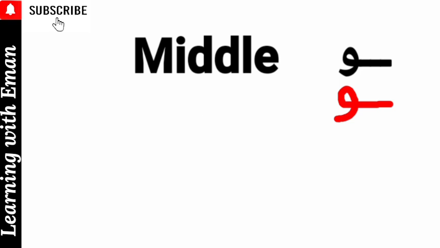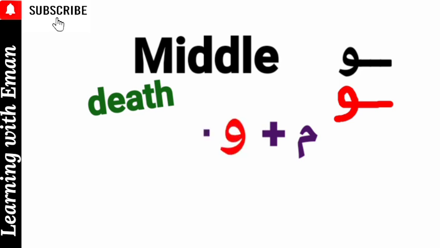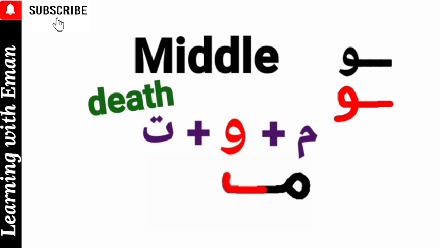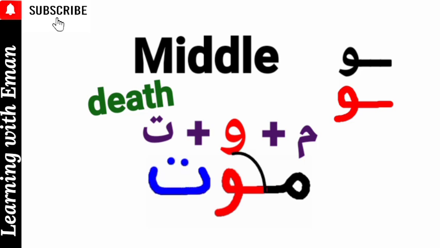And next, موت, means death. ما. و. تي. موت. Now let's join these letters together. ما. و. تي. موت.